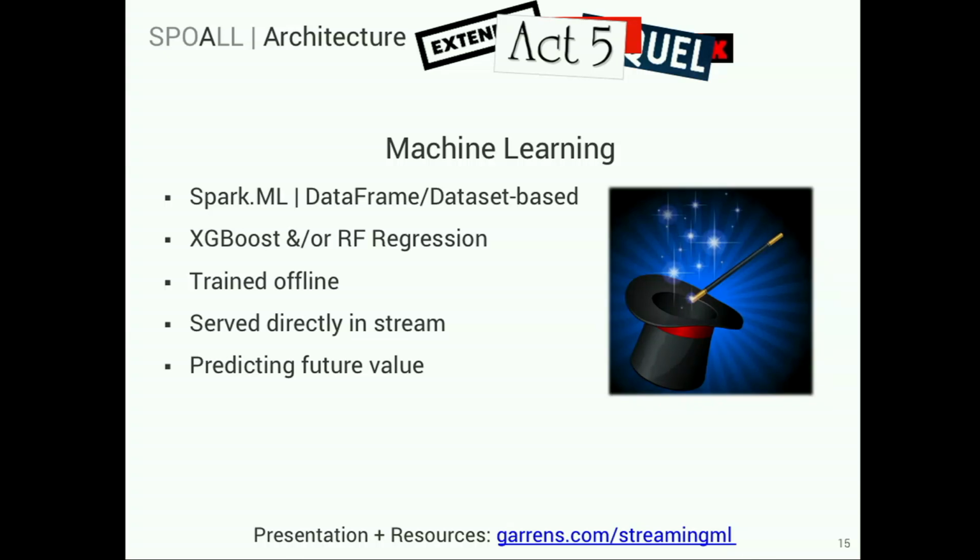We're using XGBoost and/or random forest regression, depending on what we're trying to accomplish. It's trained offline right now, and we're planning on keeping it up to date over time, so we'll retrain it as we need to. And it's served directly in the stream, and we're just predicting future value out of it.